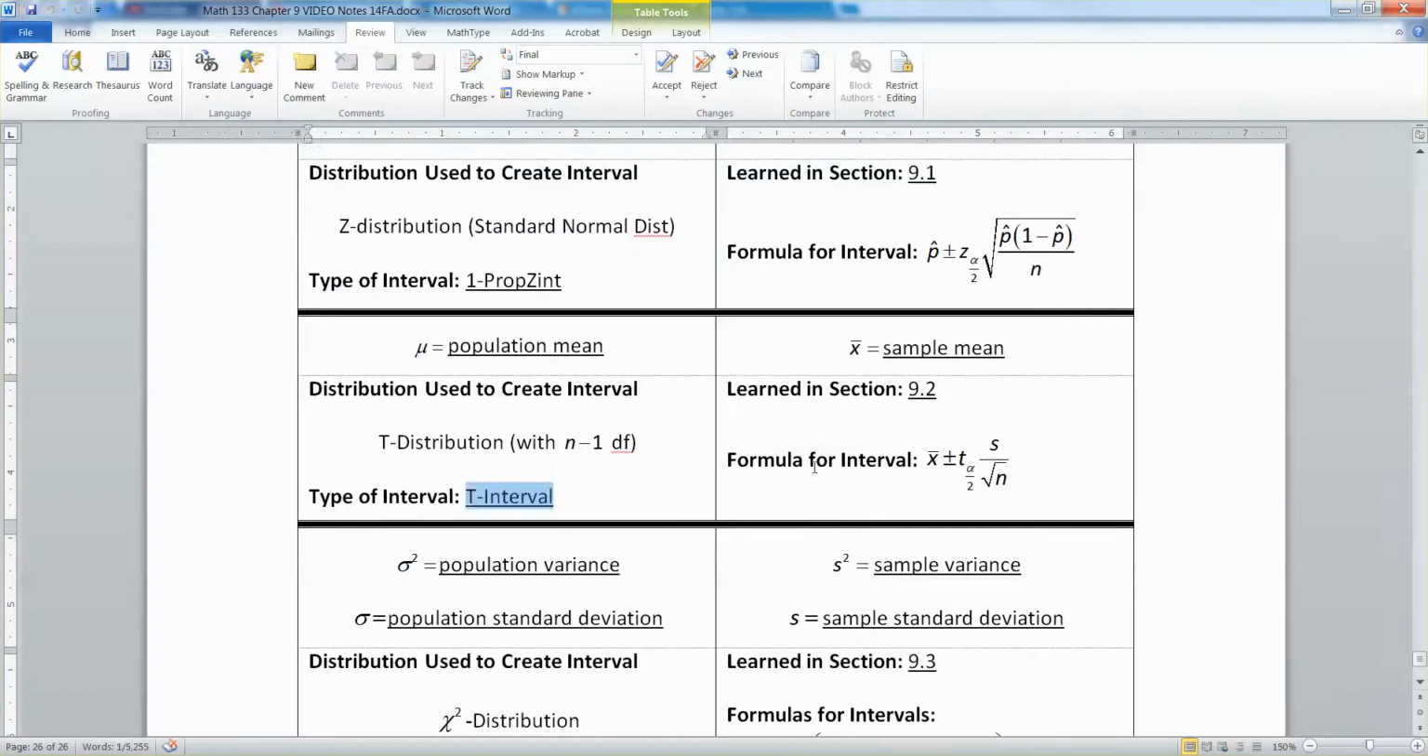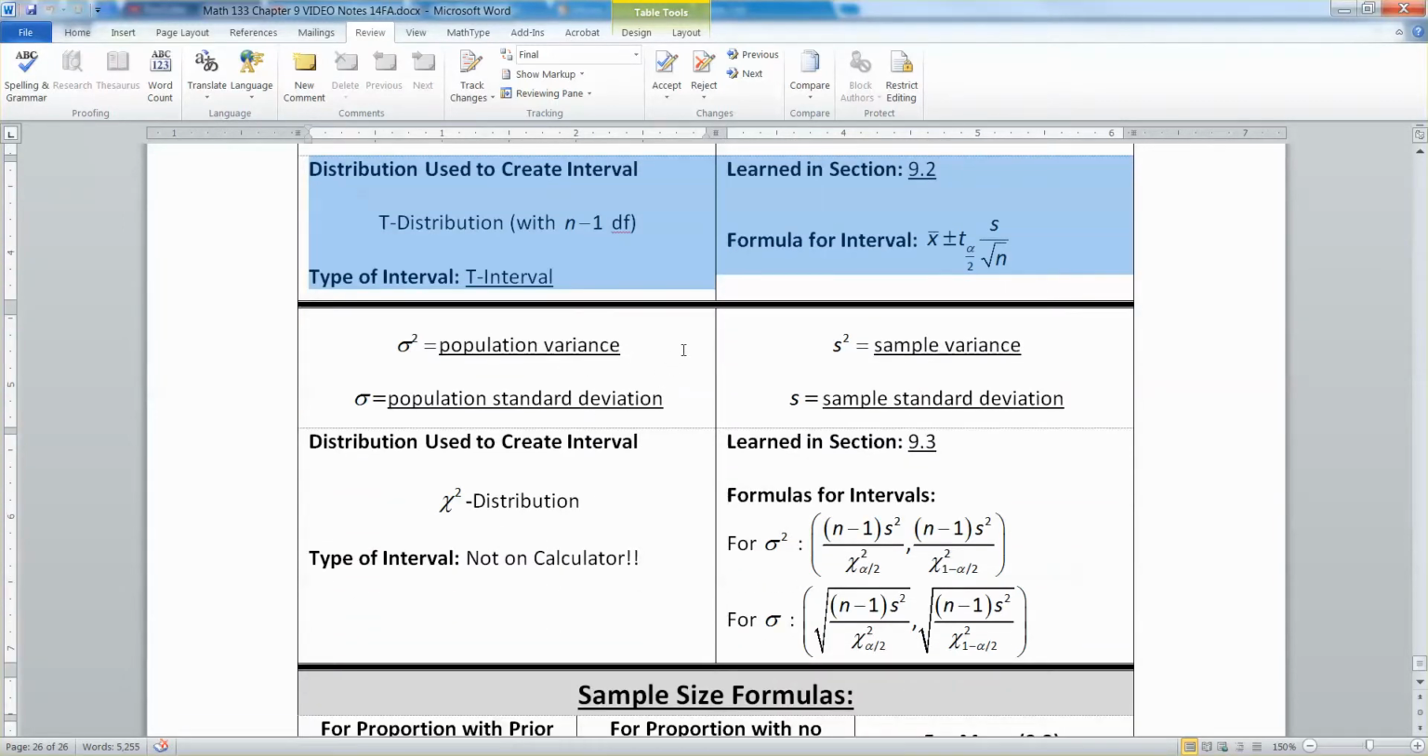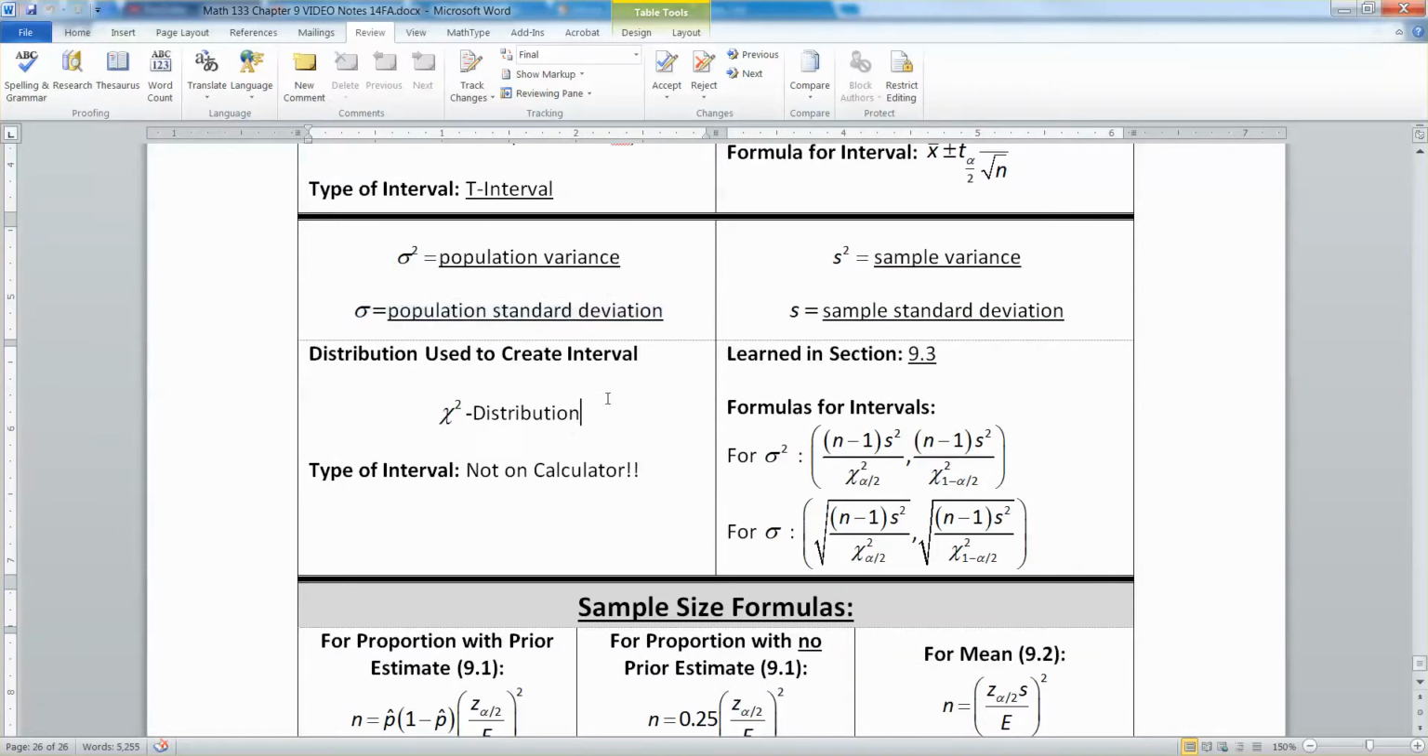All right, so that's that one. Then we learned the confidence interval for variance and standard deviation. And of course, they're very similar to each other. So if you want to estimate sigma squared, which is the population variance, you'll use S squared, which is the sample variance. Similarly, if you want to estimate sigma, you'll use S, which is the sample standard deviation, to estimate the population standard deviation. And that distribution uses the chi-square distribution.